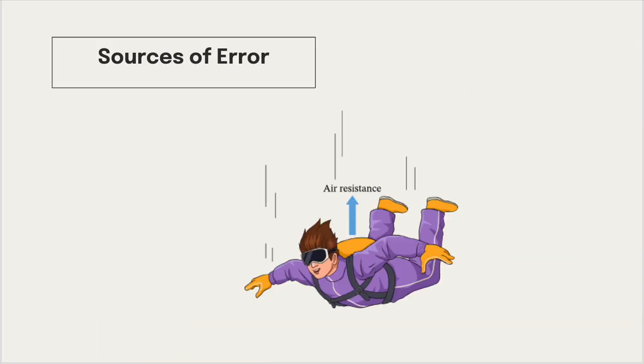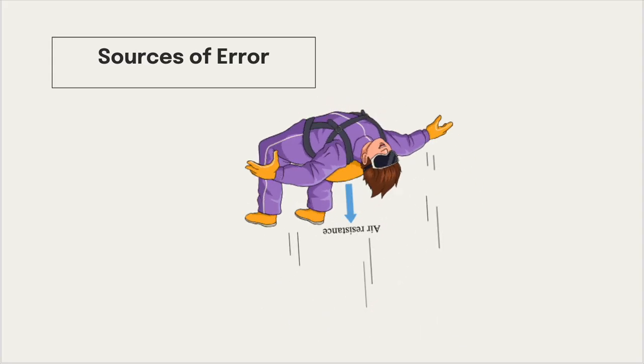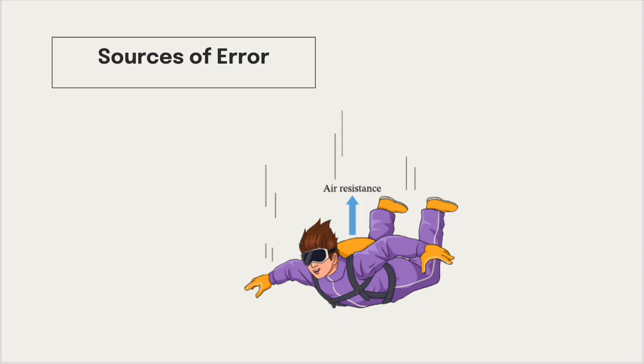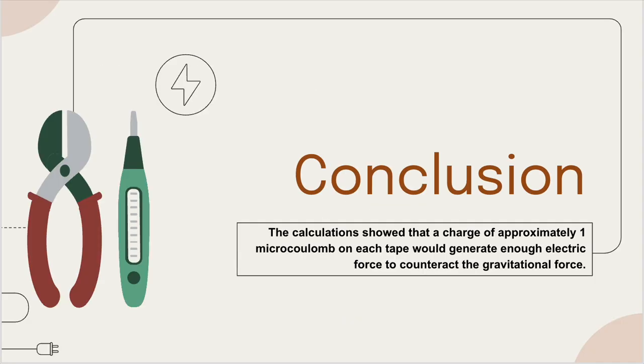Some possible sources of error in this experiment include the assumptions made about charge distribution and ignoring air resistance. In reality, the charge on the tapes may not be perfectly distributed, and air resistance could slightly alter the results, but those effects were deemed negligible for this model.